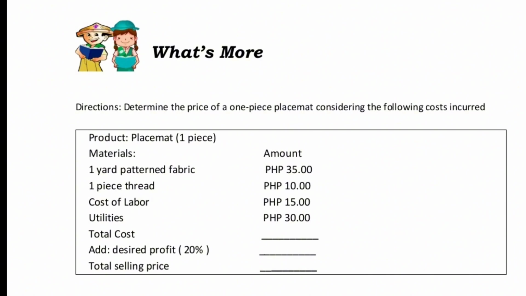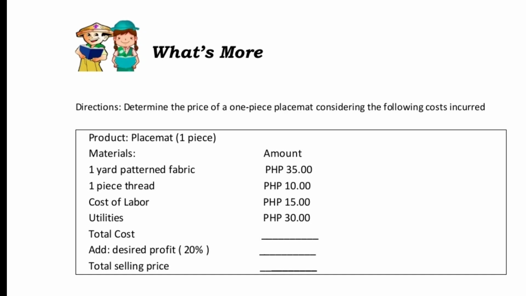Number three, calculate the utilities cost. Estimate the utilities consumed during the production process. Multiply the consumption by the cost per unit to get the utilities cost. Number four, sum up all costs: the cost of materials, labor, and utilities to get the total production cost. Number five, add desired profit. Calculate 20% of the total production cost to determine the desired profit. Then add the desired profit to the total production cost to get the total selling price.